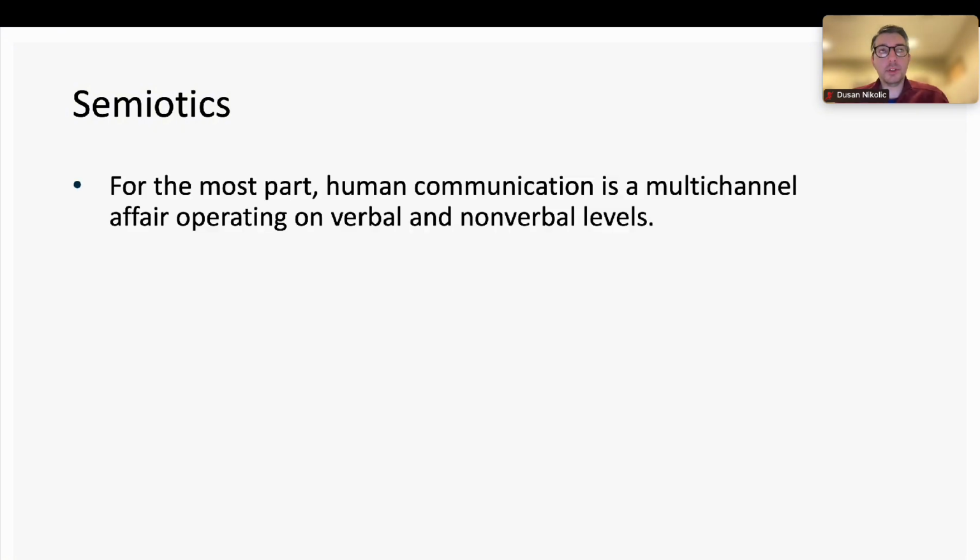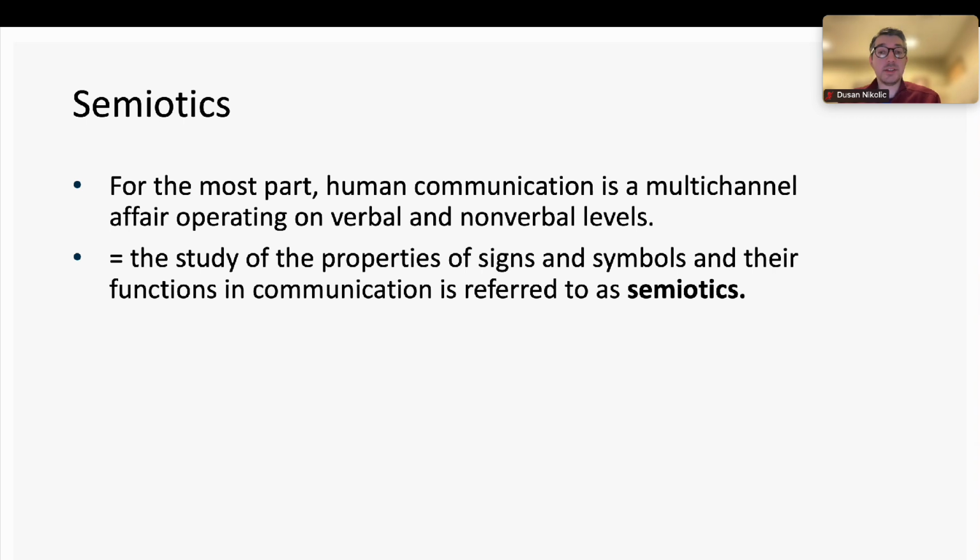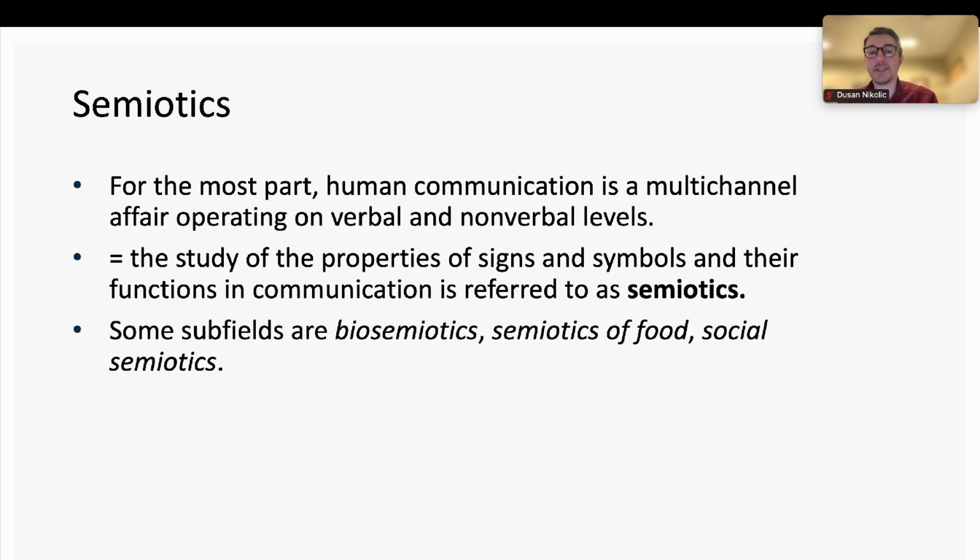So there are certain important aspects and concepts that you need to understand. For the most part, human communication is a multi-channel affair operating on verbal and nonverbal levels. The study of the properties of signs and symbols and their functions in communication is referred to as semiotics. So we have both verbal and nonverbal levels of communication through signs and symbols. Semiotics was the field that developed with Ferdinand de Saussure's invention of the sign. The sign is a prototypical example of semiotics because it has a signifier and a signified. It has a symbol and what it stands for.